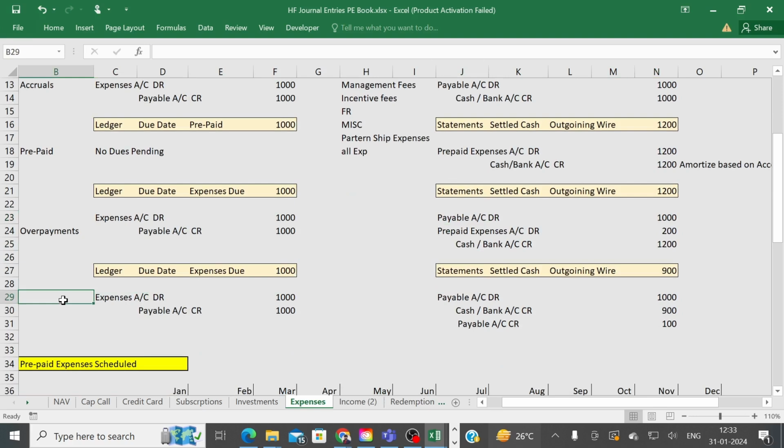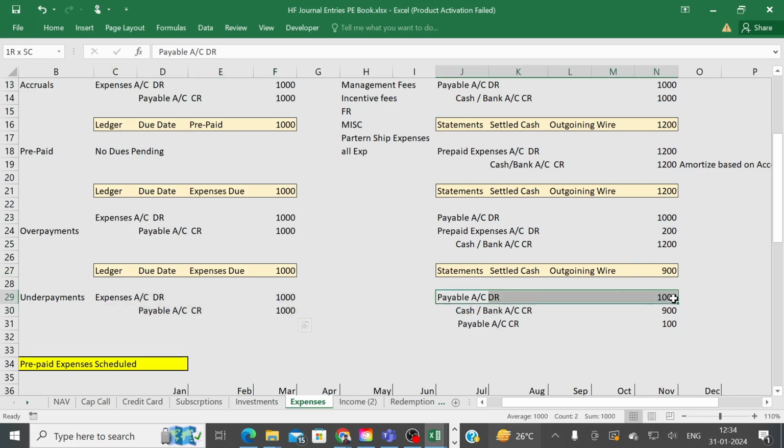Yeah, so the fourth situation we have is underpayment of accrued expenses. Underpayment means the due expense was 1000, but the payment actually processed was for 900. So see how you can adjust the difference. Same accounting entry, you can process it: expense account debit, payable account credit.